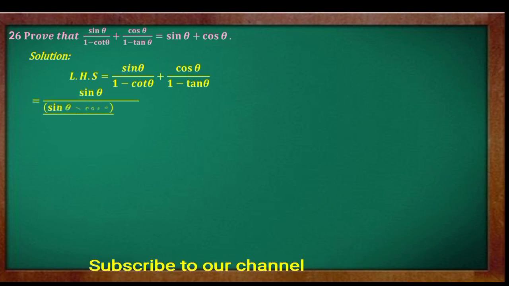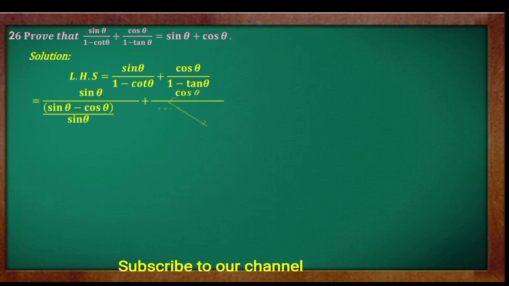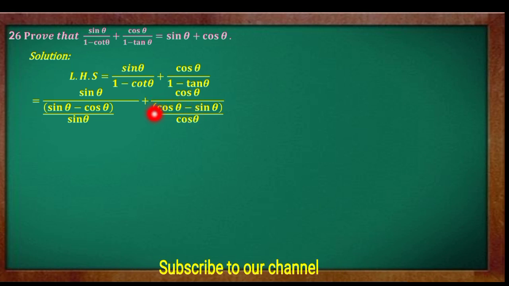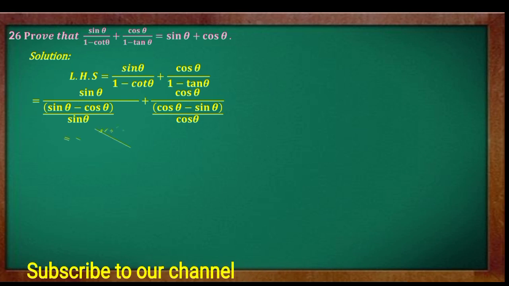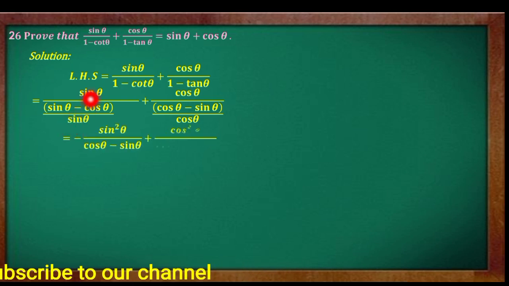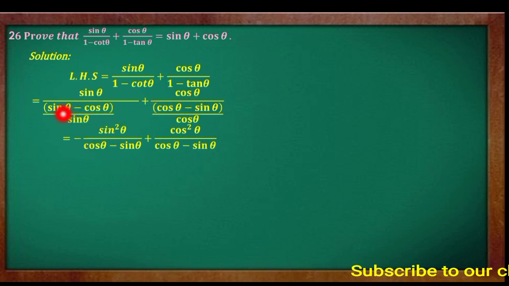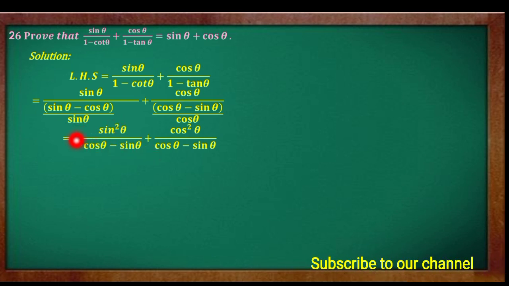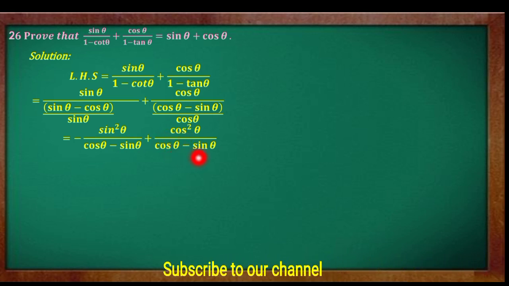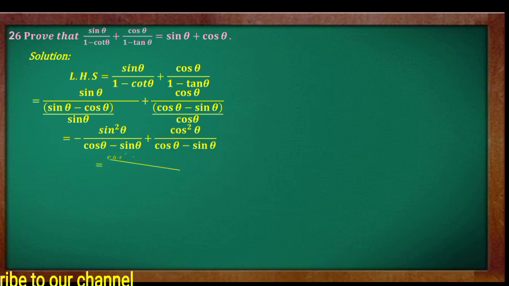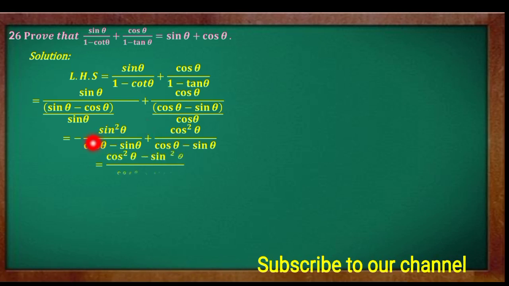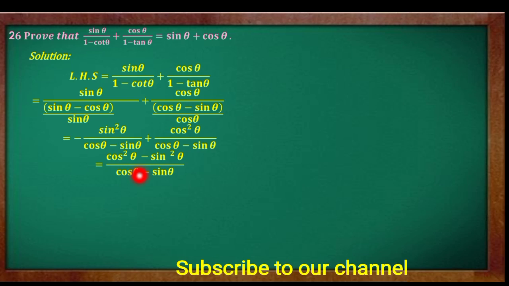We get sin theta by, taking LCM, sin theta minus cos theta by sin theta in the denominator, and cos theta by cos theta minus sin theta by cos theta. This sin theta will go to the numerator and become sin square theta, and to make the denominator the same, I will take minus sign from this. We get sin square theta by cos theta minus sin theta, and this is a minus, and cos square theta by cos theta minus sin theta, and taking plus front side, therefore cos square theta minus sin square theta by cos theta minus sin theta.